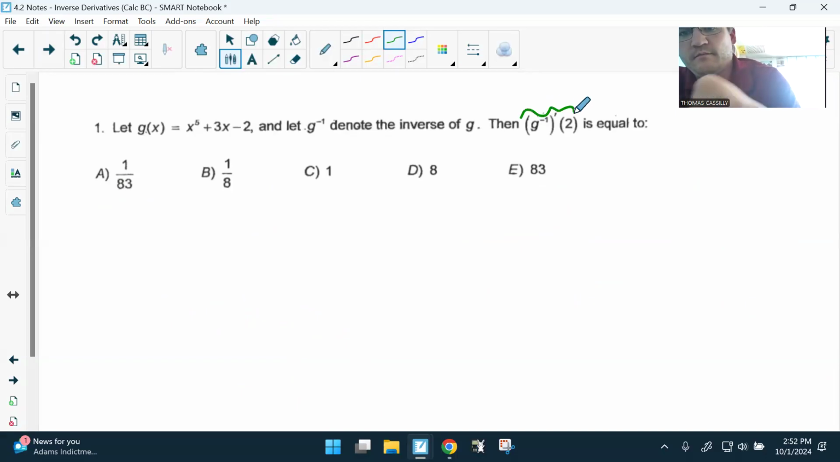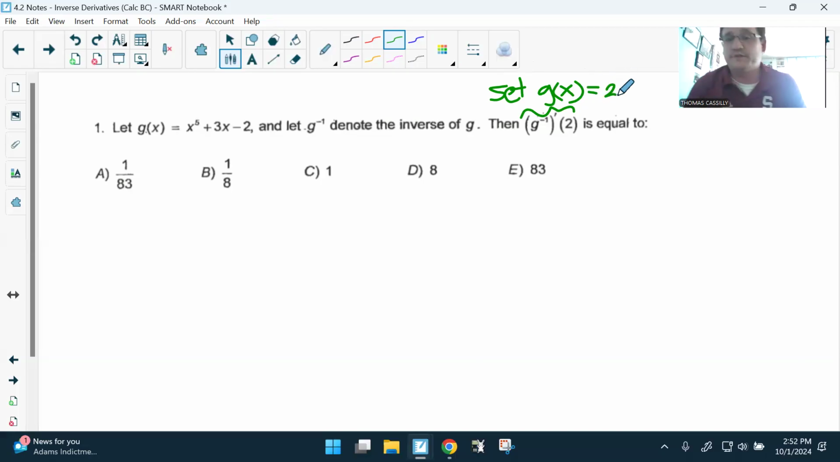Set g of x equal to 2. So I'm going to say 2 equals x to the fifth plus 3x minus 2. All right, now, same kind of process.